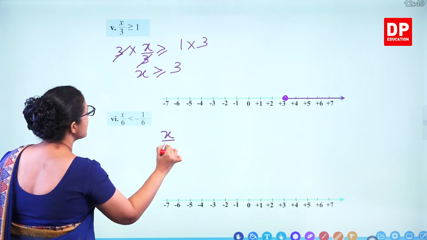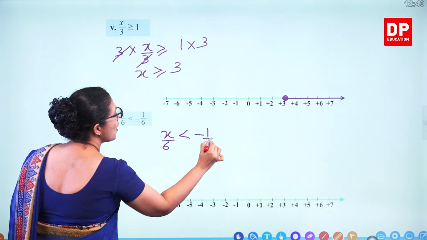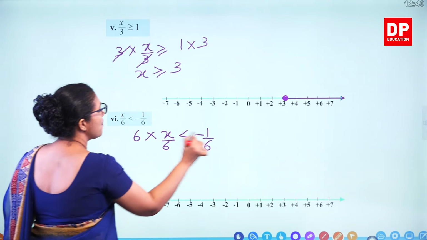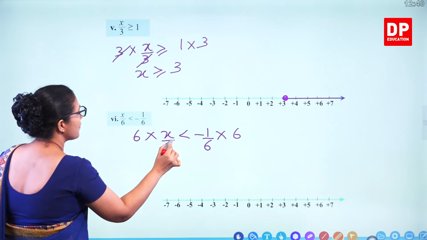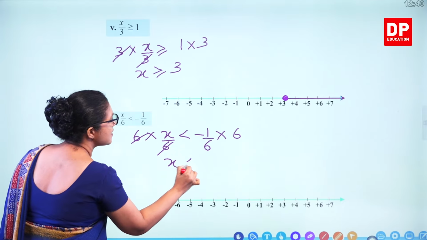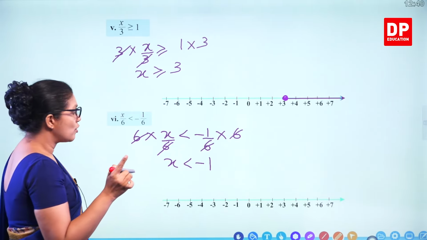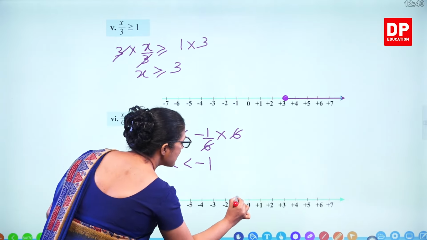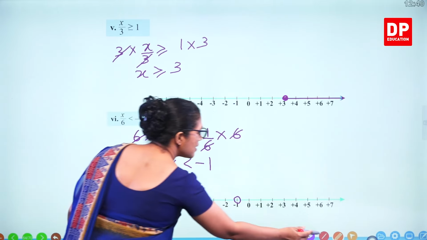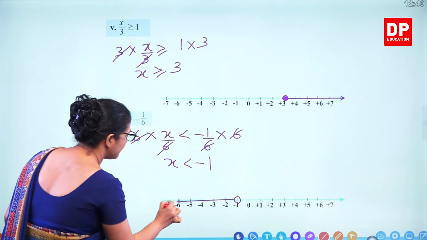X over 6 is less than minus 1 over 6. Multiply both sides by 6. You get x is less than minus 1. So minus 1 is not included. So you draw an open circle, and less means towards the left hand side.